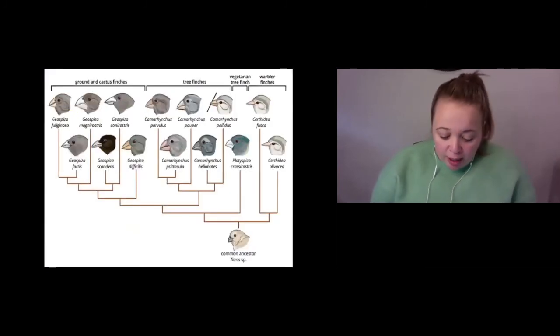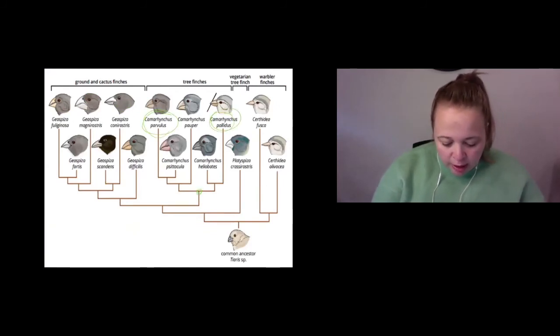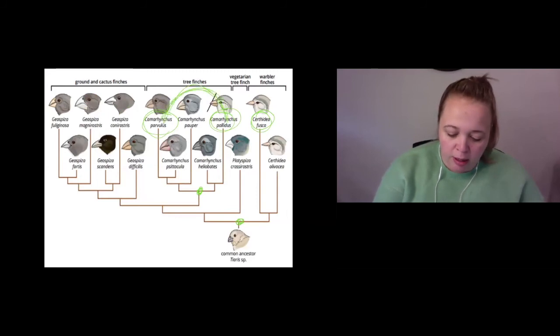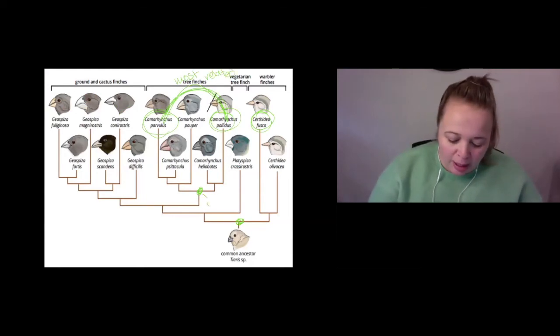Here's another tree. You can determine that the parvulus is more closely related to the pallidus than it is to the Fusca, because the Fusca's common ancestor is all the way back here. So these two here are the most related out of those three, because they have a more recent common ancestor. Here is their common ancestor.